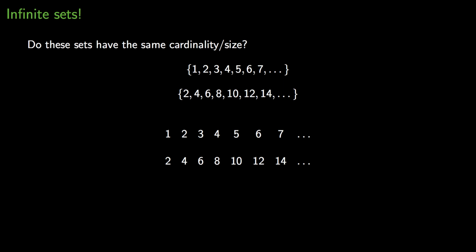But see, here's the thing. If you write down both sets in a nice vertical way like this and you start pairing elements of the sets to each other, what happens is every natural number in the top set has a buddy in the second set of even numbers, and there are no leftovers in the top or the bottom. These two sets have the same cardinality. These two sets have a one-to-one correspondence.